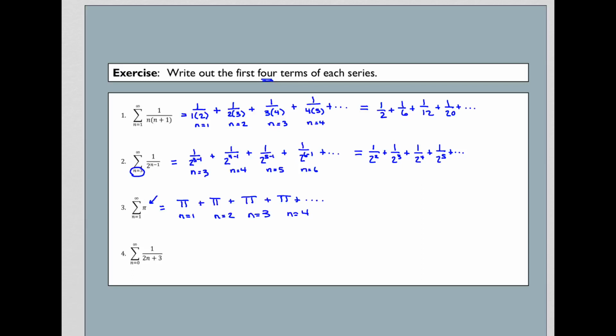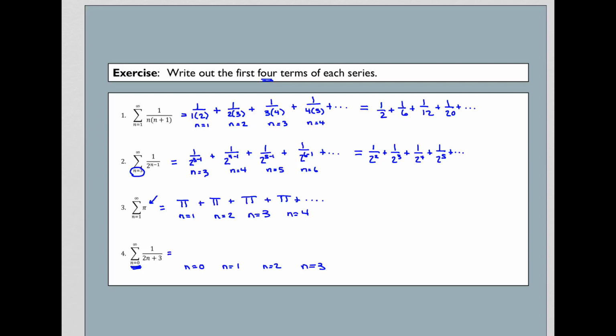And then finally, let's take a look at this last example. Again, pay attention down the bottom. Notice n equals 0 to infinity. That means the first term starts at 0, so we're going to have n equals 0, then n equals 1, then n equals 2, and then n equals 3.